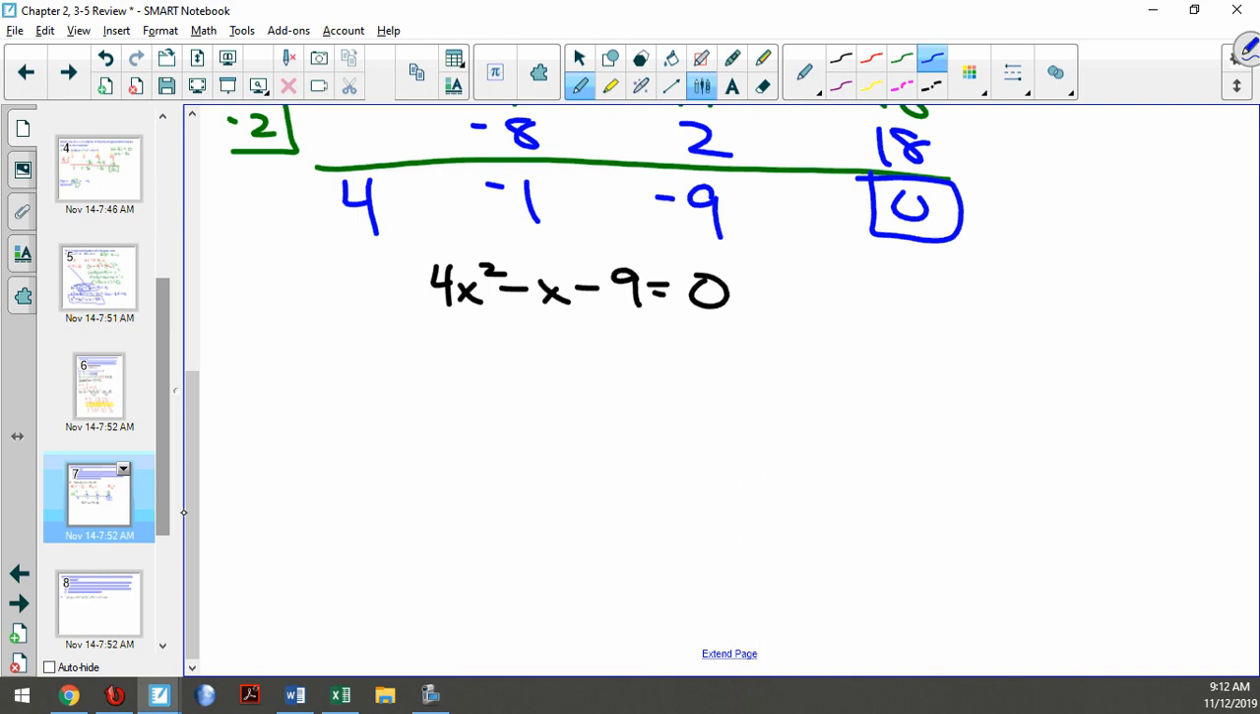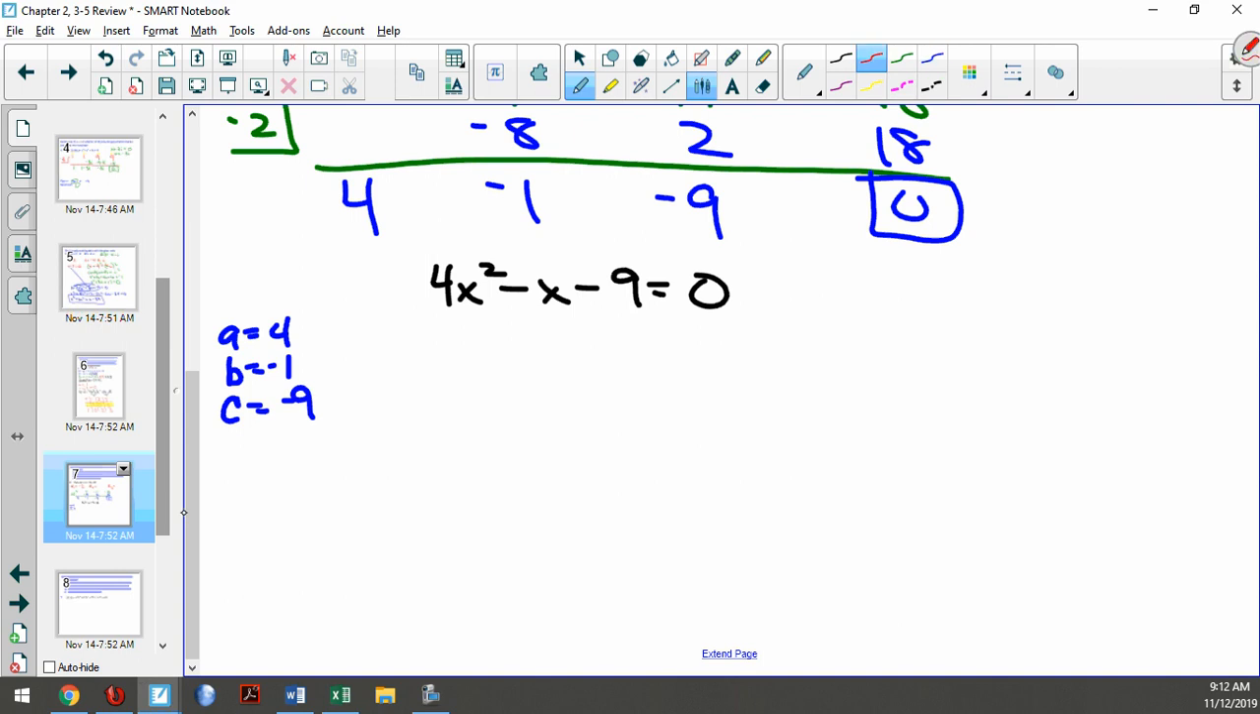I need to do the quadratic formula because guess what? We know the other two roots are irrational, and I can't factor this. So I have to use the quadratic formula. Do we all understand that? So that means that A is going to be 4, B is going to be negative 1, and C is going to be negative 9.